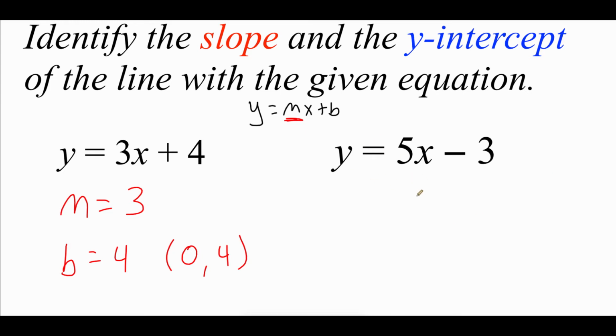As we look at this example over here, we've got y equals 5x minus 3. The slope of your line is 5, because that's the number in front of the x, and your y-intercept on the end. Now this says minus 3, so your y-intercept is going to be at negative 3. So that's the point 0, negative 3.